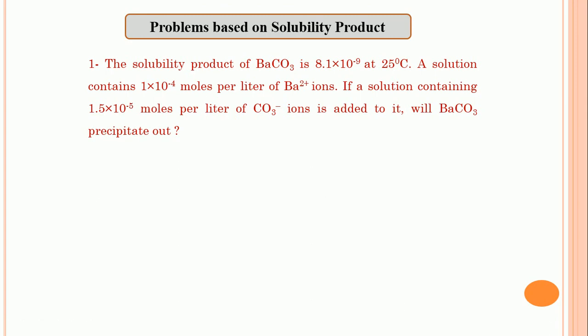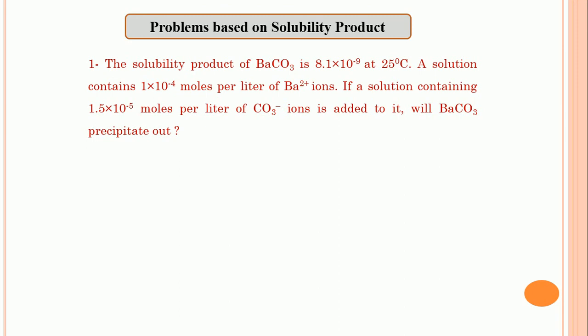See the problem. What is given? Solubility product is given. Solubility product is 8.1 into 10 raised to minus 9, and they have given the ionic concentrations. That means the concentration of Ba2+ ion is given. What is that concentration? 1 into 10 raised to minus 4 moles per liter. And again in that solution, if we add 1.5 into 10 raised to minus 5 moles per liter of carbonate ion, then will barium carbonate precipitate out or not?